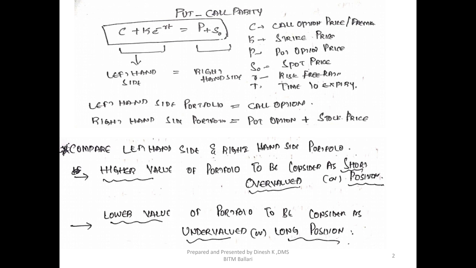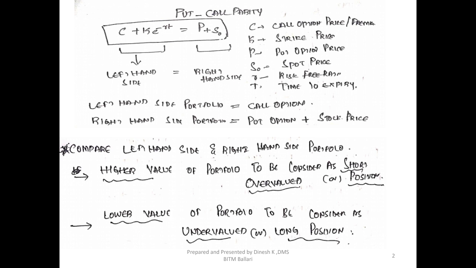Put call parity consists of an equation which is C plus K into e to the power of minus RT equals P plus S naught. Here C stands for the call option price, or nothing but the premium, whereas capital P stands for the put option price or the premium, K stands for the strike price, also called the exercise price, and S naught is called the spot price. In e to the power of minus RT, R is the risk-free rate and T is the time to expiry.